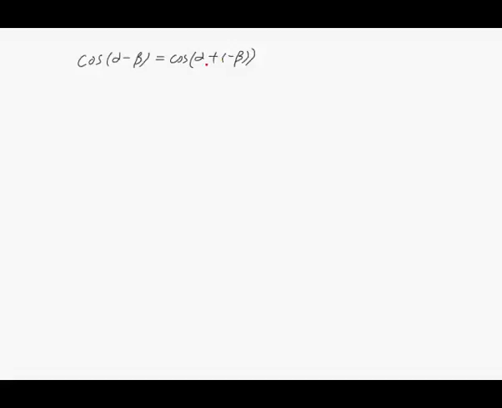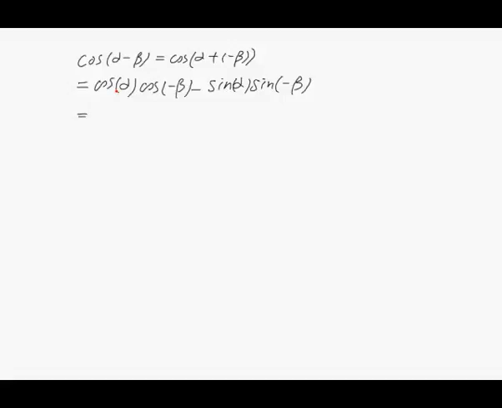Now this expression is in the form of the cosine of a sum of two variables. Then we can use the cosine of a sum identity to get the expression for the cosine of alpha minus beta. So I have cosine of alpha, cosine of negative beta, minus sine alpha and sine of negative beta. But we know cosine is an even function, so cosine of negative beta is equal to cosine beta.